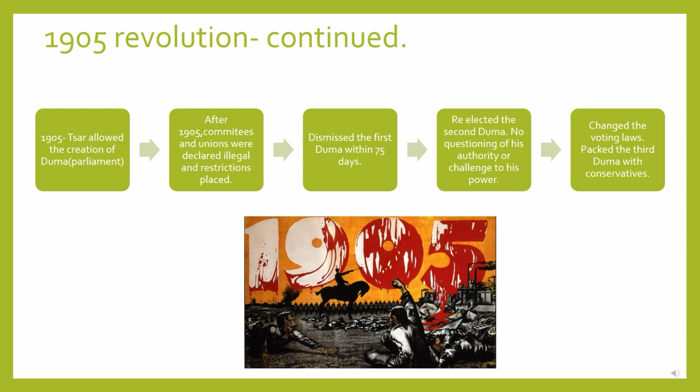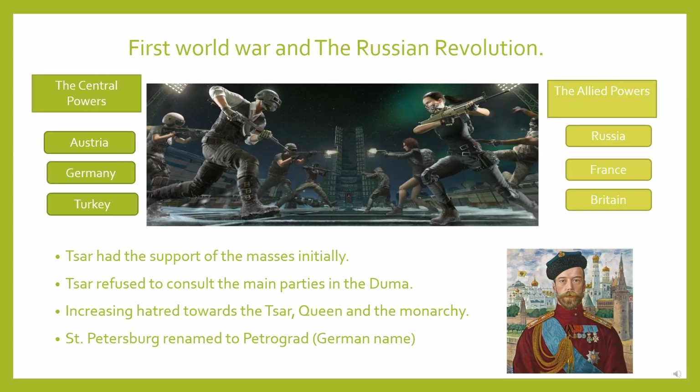So he changed the voting laws too. Now finally he formed the third Duma and filled it with conservatives. Now conservatives were the people who aligned with the Tsar and his thinking process. Conservatives' thinking was very similar to the Tsar's. So they did not ask any questions to him and this became very convenient for the Tsar. Now all this happened from 1905 and continued long. The Tsar was able to fool the public.